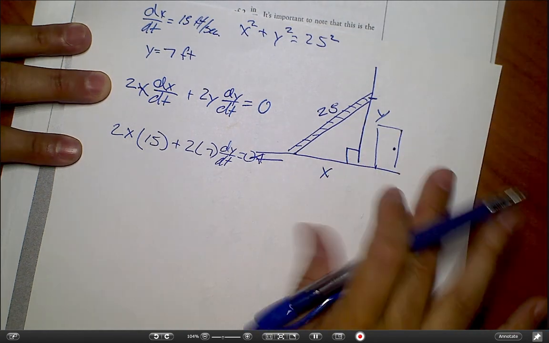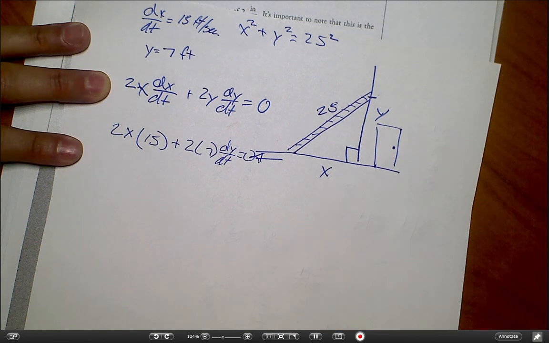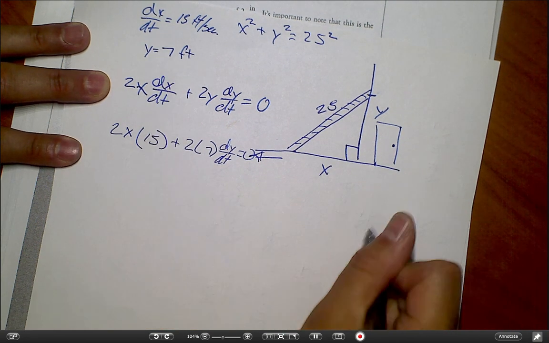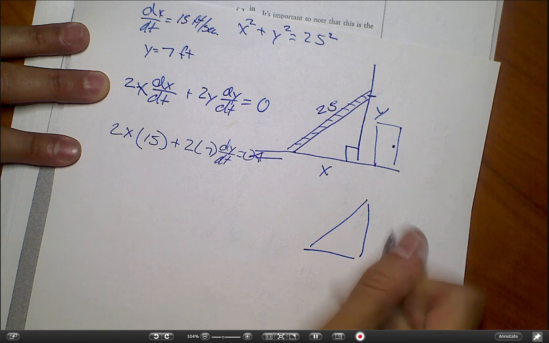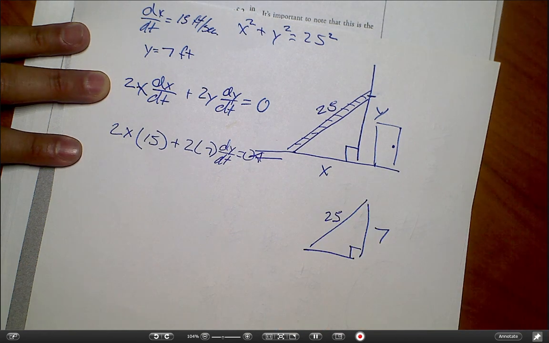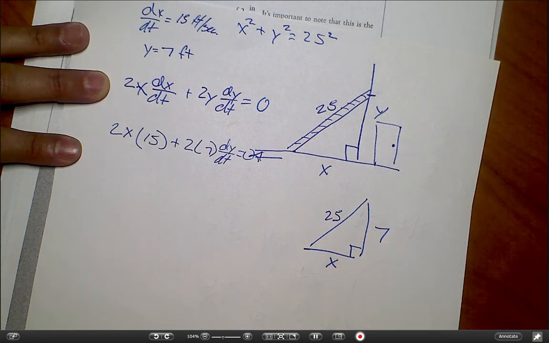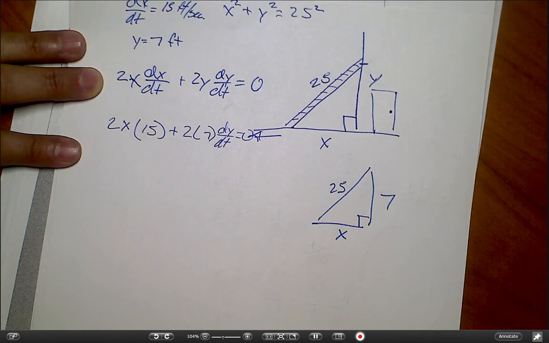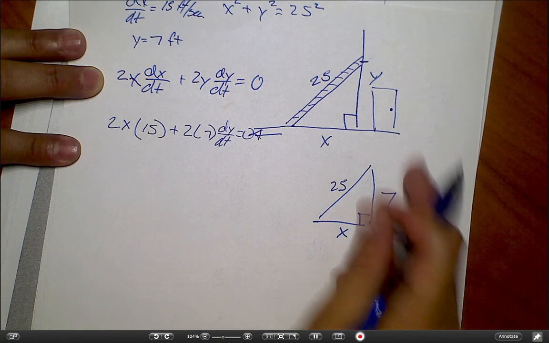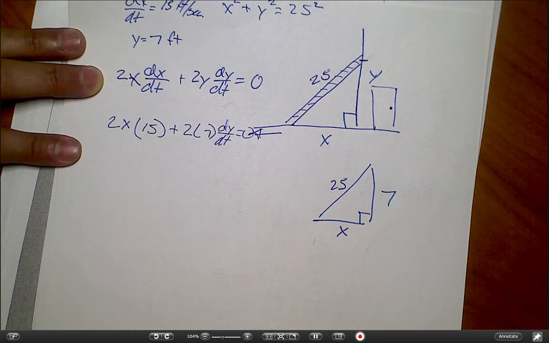Since this thing is fixed, now I'm going to go back to my Pythagorean theorem and find my other value. I have a right triangle. My y has to be 7. My hypotenuse is 25. And so I need to figure out my x here, because I'm going to have all these values. Since this thing doesn't change, if I know this one, the Pythagorean theorem will tell me that one.